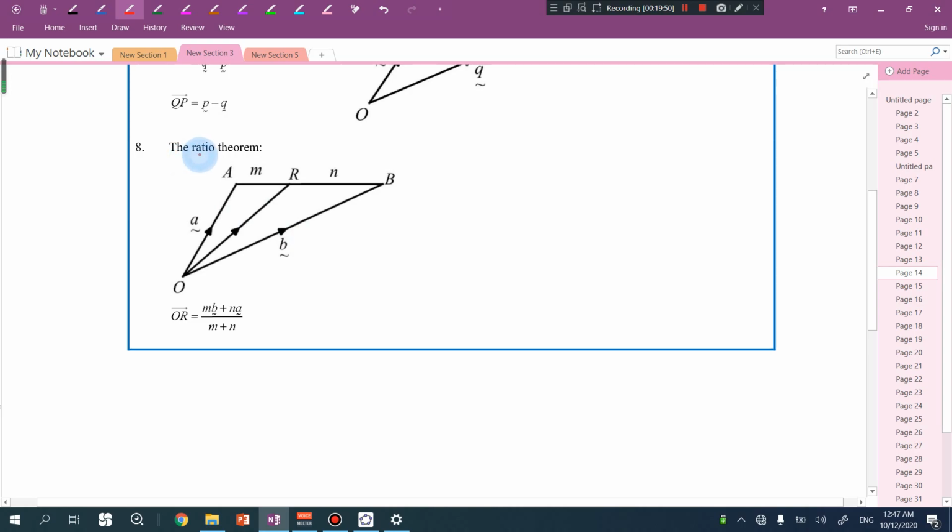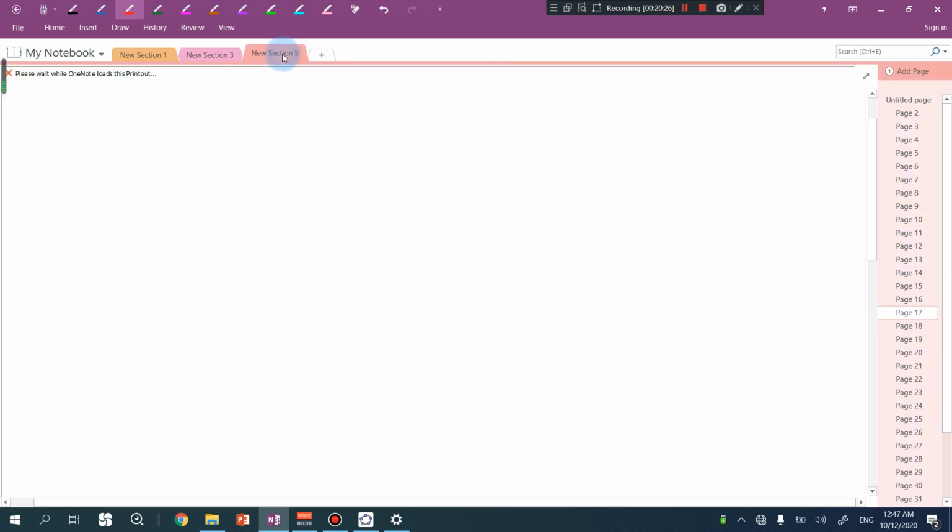Now we are going to use this ratio theorem. If this is m, it means m parts, and this is n parts. If you want to get the position vector of R, OR, it's very easy. OR is equal to (mb plus na) over (m plus n). This is the formula. Now let's use this formula to get the answer for the question I showed you just now.